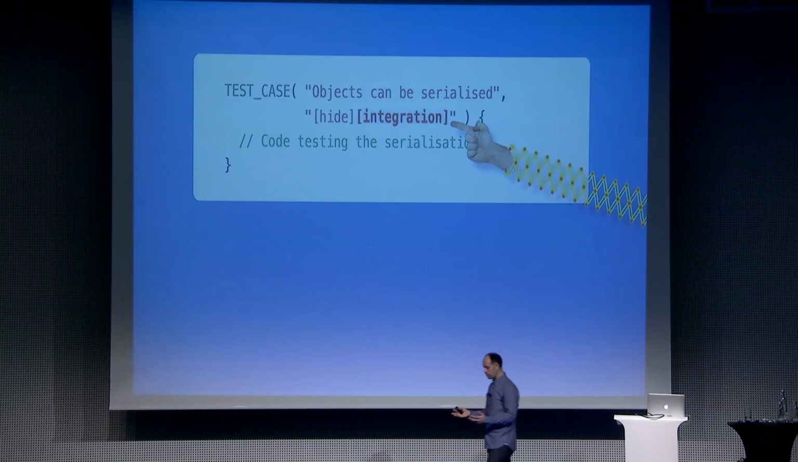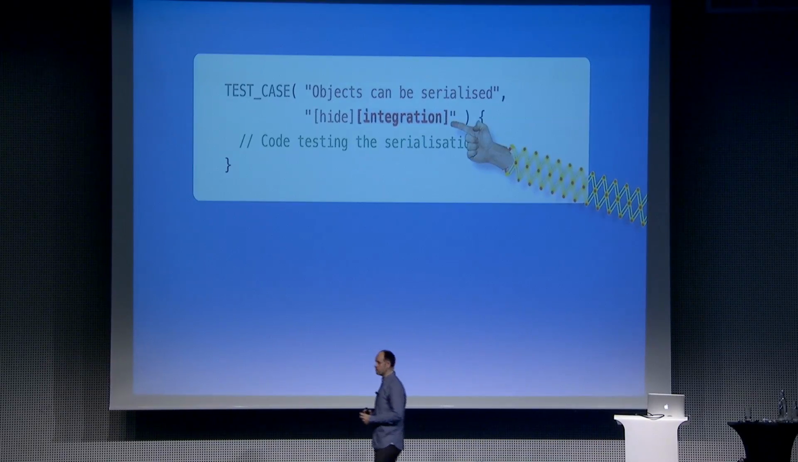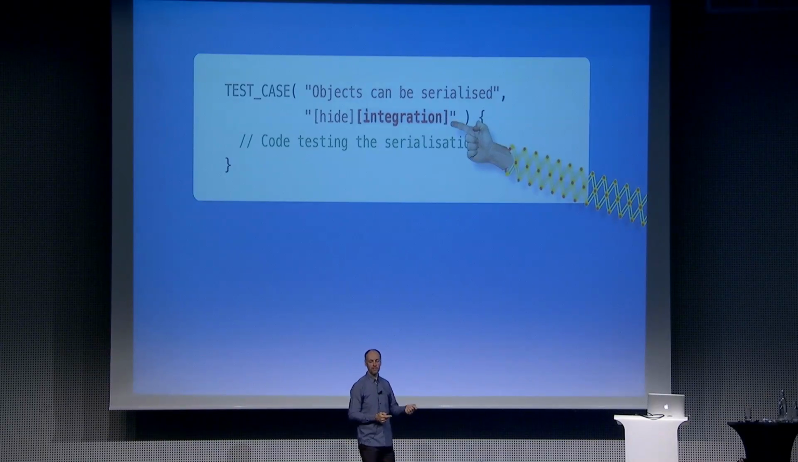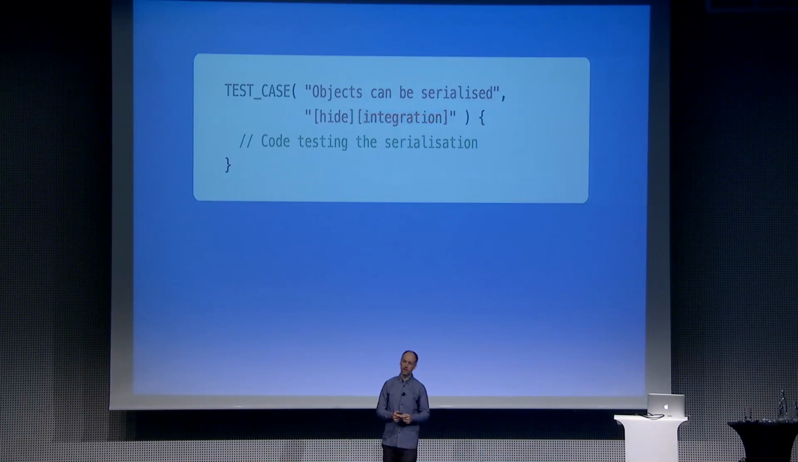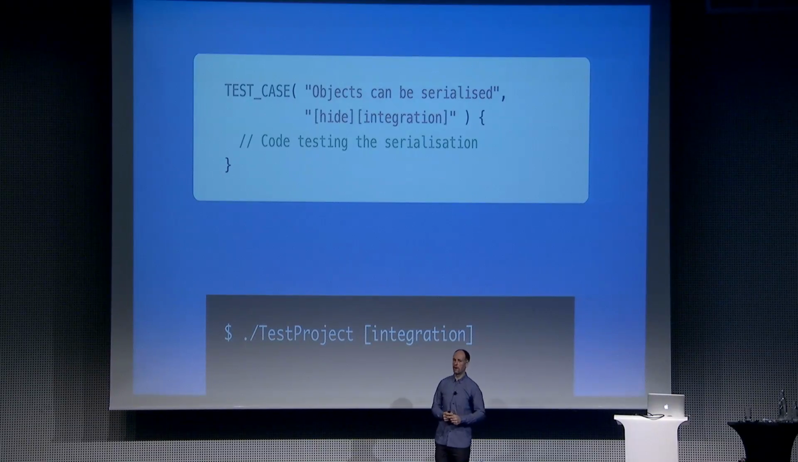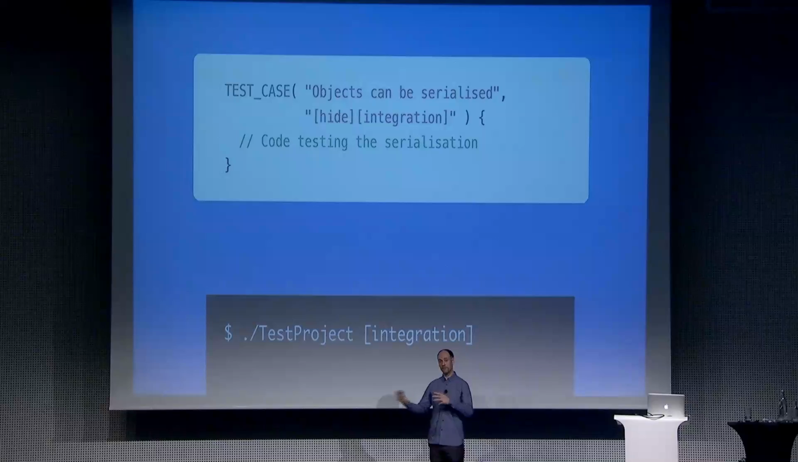And that way, by default, when I just run my test executable, it runs all the unit tests and only the unit tests. But I can very easily run the integration tests just by putting integration in square brackets on the command line like that. And on a build server, I'll always run integration tests separately.